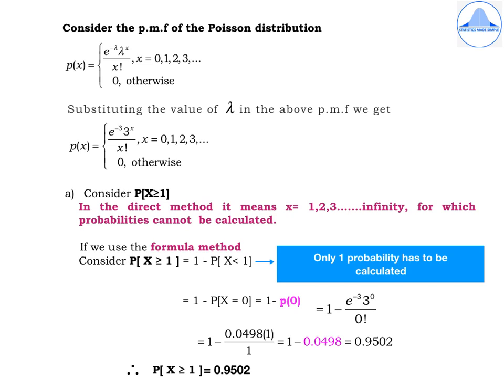Now the first part of the question is to find the probability of getting at least one defective pin. The words at least mean greater than or equal to, and in the direct method this would mean x takes the values 1, 2, 3, and so on up to infinity. And you know that in this case the probabilities cannot be calculated, so we have to use the formula method. What is the formula method?